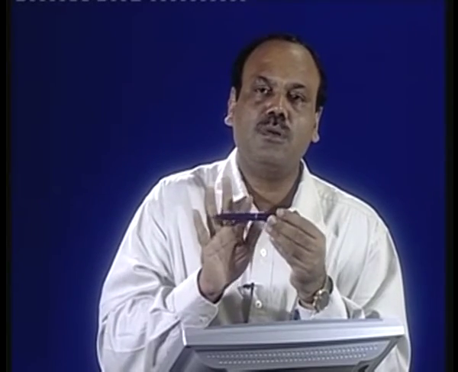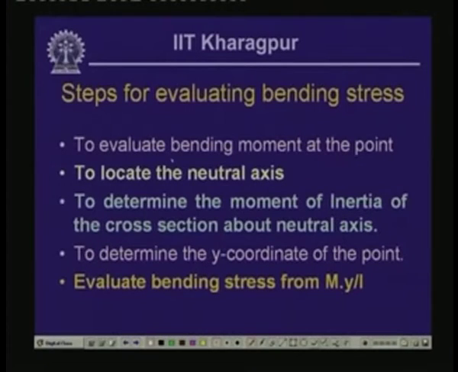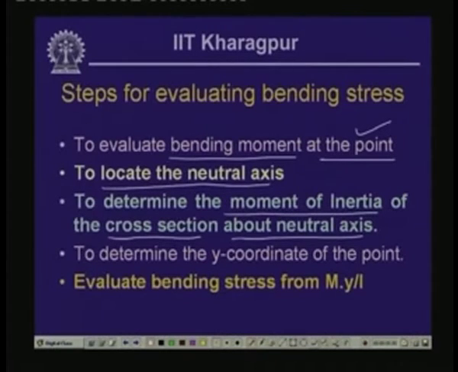Once we know the value of the bending moment, then for that particular cross section we have to establish the position of the neutral axis, and once we know the neutral axis, we can compute the moment of inertia of that section and also the position of the point with respect to the neutral axis, the distance y. So, we know the bending moment, the distance y, and the moment of inertia of the cross section with respect to the neutral axis. So, we can compute the value of the bending stress, which is M y by I. This is what is indicated over here: you have to evaluate the bending moment at the point where you want the stress, locate the position of the neutral axis, determine the moment of inertia of the cross section about the neutral axis, and determine the y coordinate of the point, so that you know the distance y.